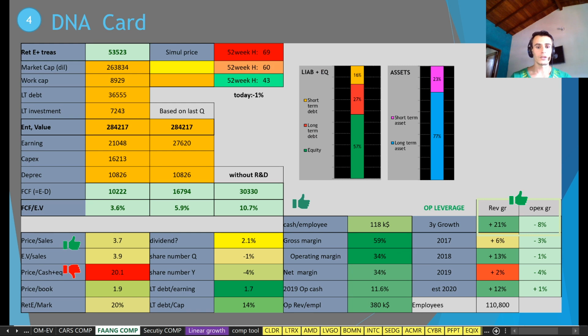I leave it to you here on the DNA card so that you can have a last snapshot of the company.